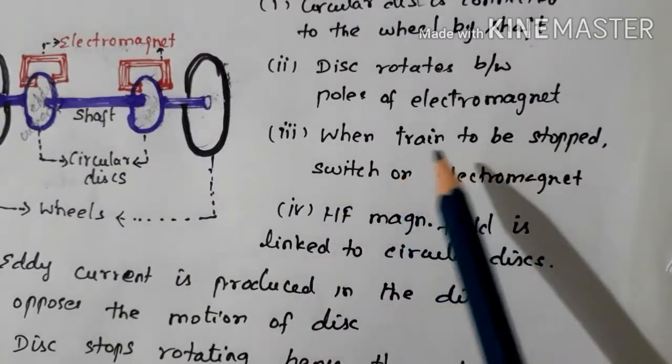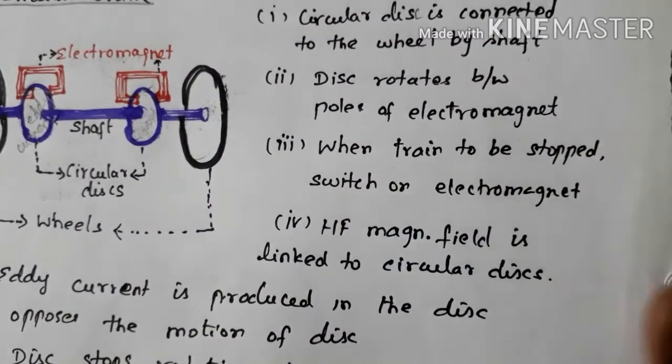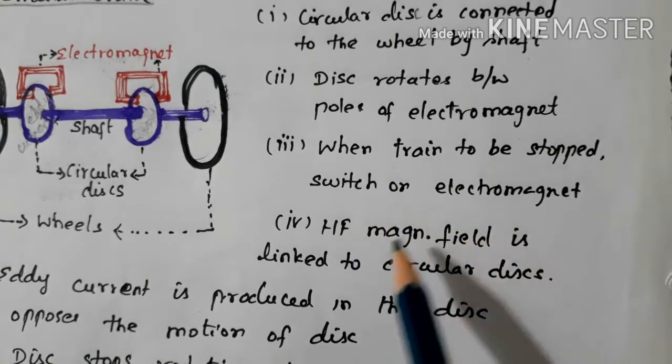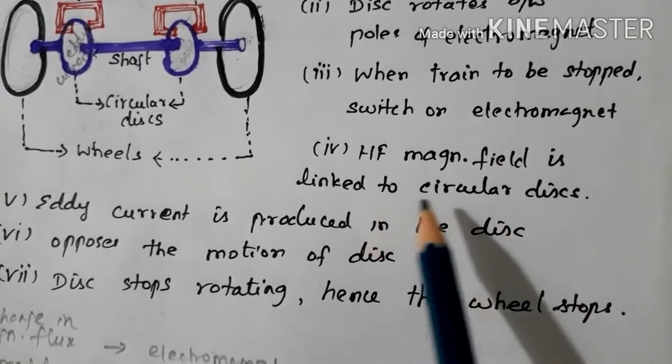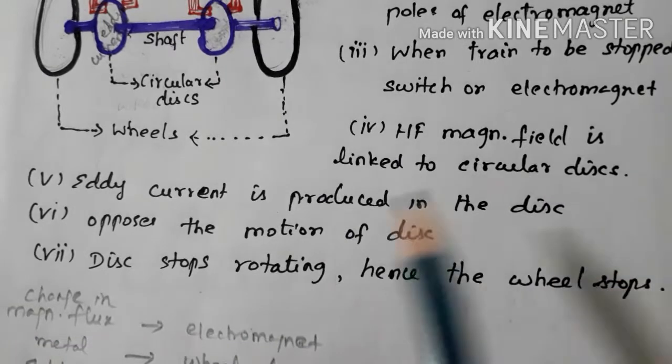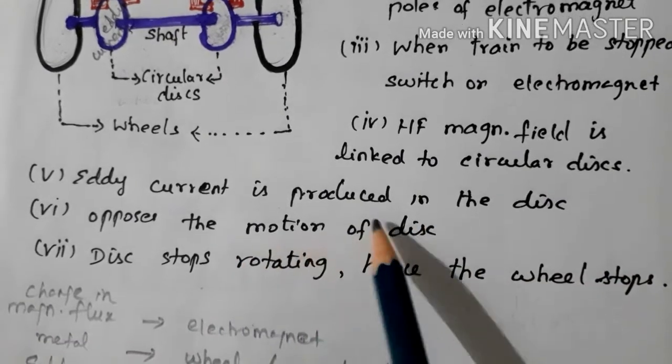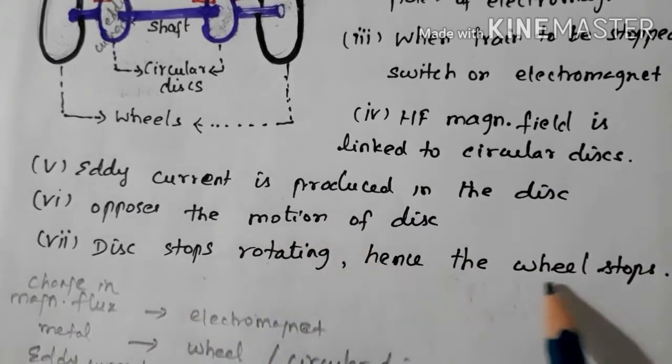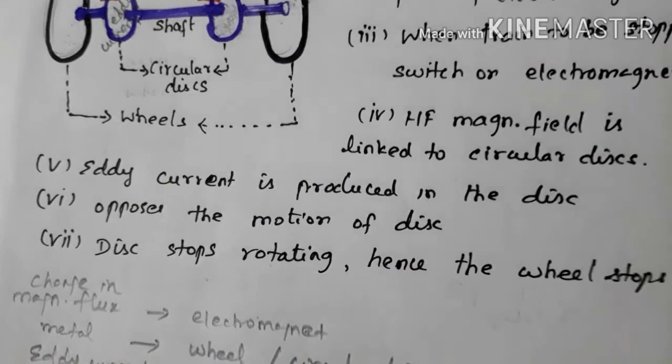So the disc rotates between the poles of the electromagnet. When the train is to be stopped, switch on the electromagnet. A high frequency magnetic field is linked to the circular disc. Eddy current is produced in the disc and opposes the motion of the disc. The disc stops rotating, hence the wheel also stops rotating.